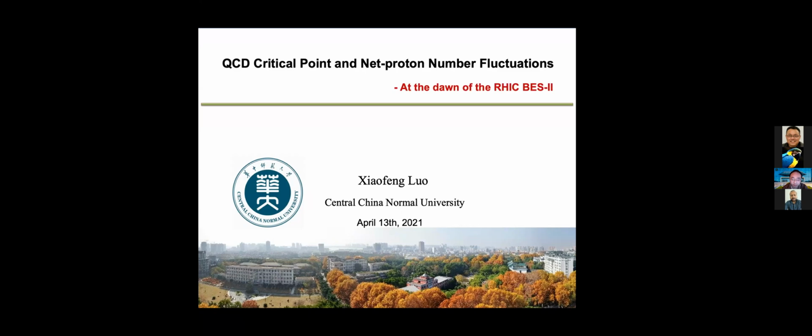He has been over the past several years leading the research on the measurement of the net proton number fluctuations and the search for the QCD critical point. So with that, I'll let Xiaofeng take over the Zoom room.